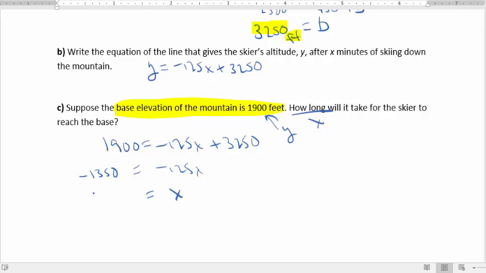So that means how long will it take? 10.8 minutes. And don't try to get cute and turn it into minutes and seconds. Just say it's 10.8 minutes.